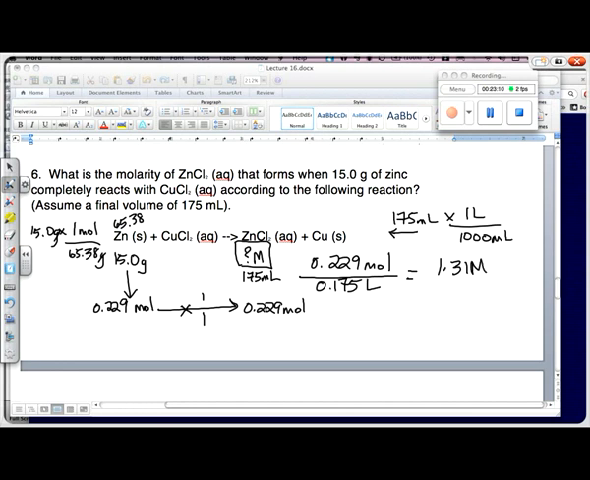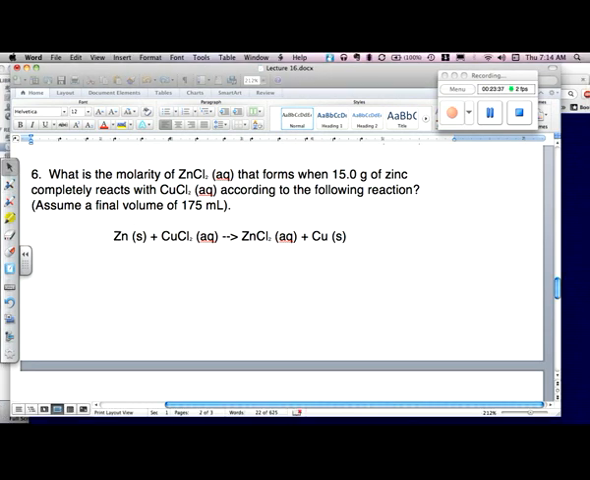I think solution stoichiometry is a little hard. It seems harder for students, but to me it's easier once you master the idea of molarity. It's just a new concept, but if you keep it straight with the units, it's not hard. I like it because I don't have to add up all those molar masses. It's easier.